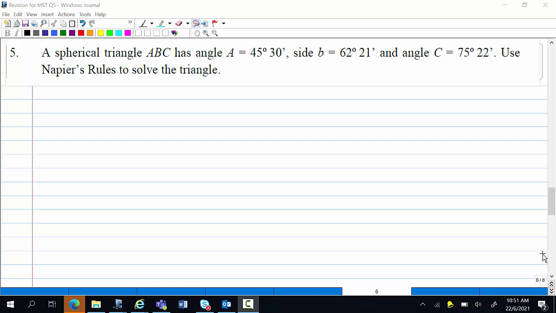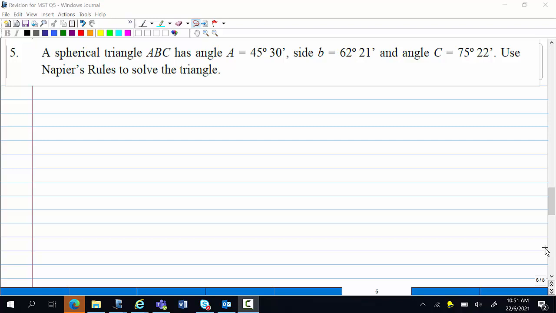This is the revision tutorial for MST question 5. A spherical triangle ABC has an angle A of 45 degrees 30 minutes, side B of 62 degrees 21 minutes, and angle C of 75 degrees 22 minutes. Use Napier's rule to solve the triangle.